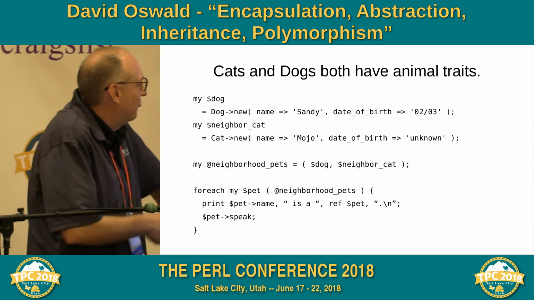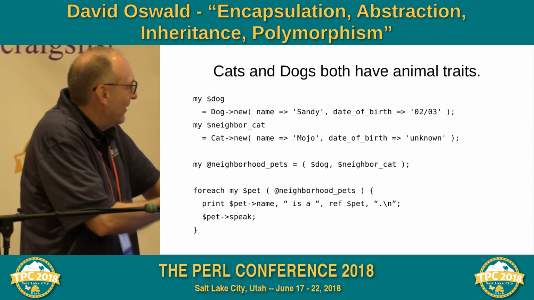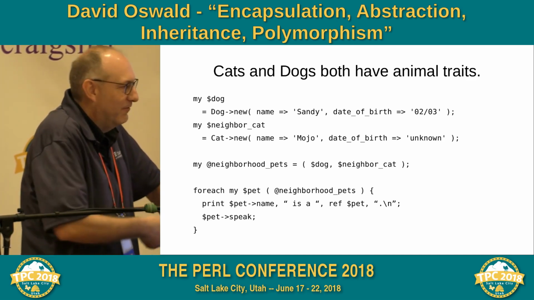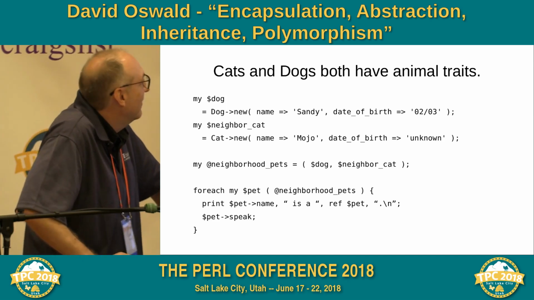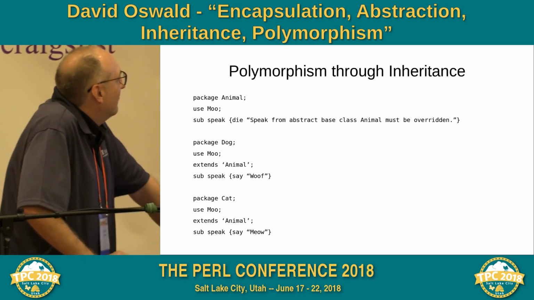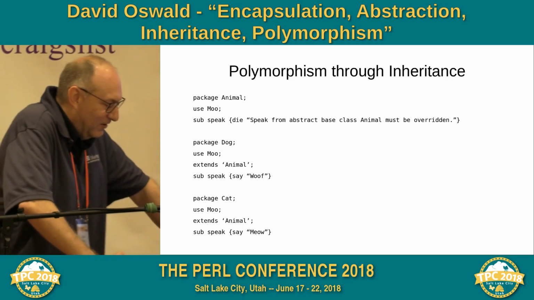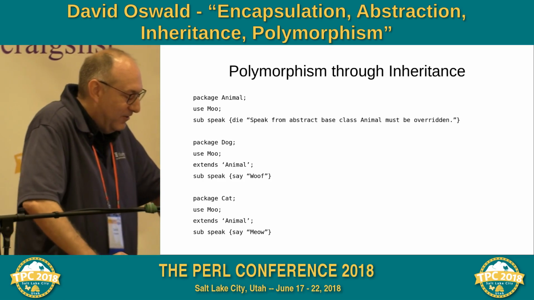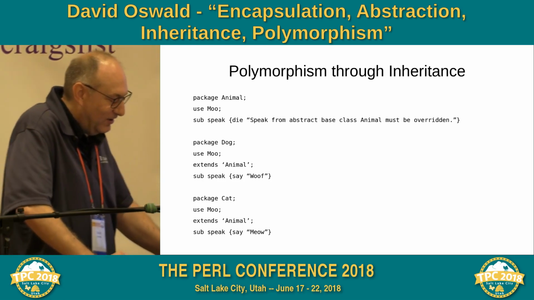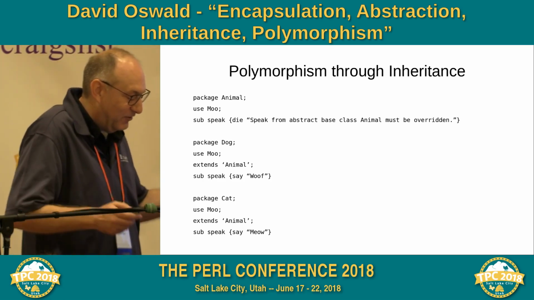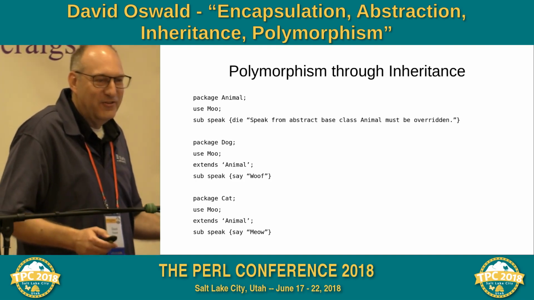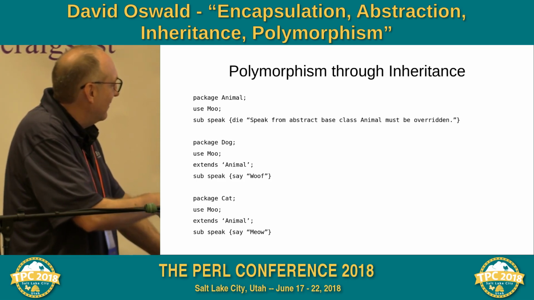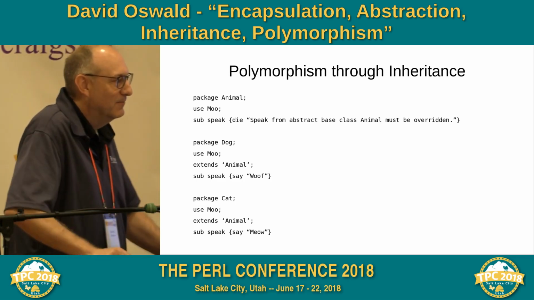So they both have animal traits. We're treating them both exactly as the same thing. They're both just pets, and we can assume that pets have names and that pets have their manner of vocalization or of speaking. So, polymorphism through inheritance: our package animal defines a speak sub in its base class, but it's going to die if we were to call speak because animals in general don't have a general version of speaking. But then in our dog class, we're going to define a speak, and in our cat class, we're going to define a meow.